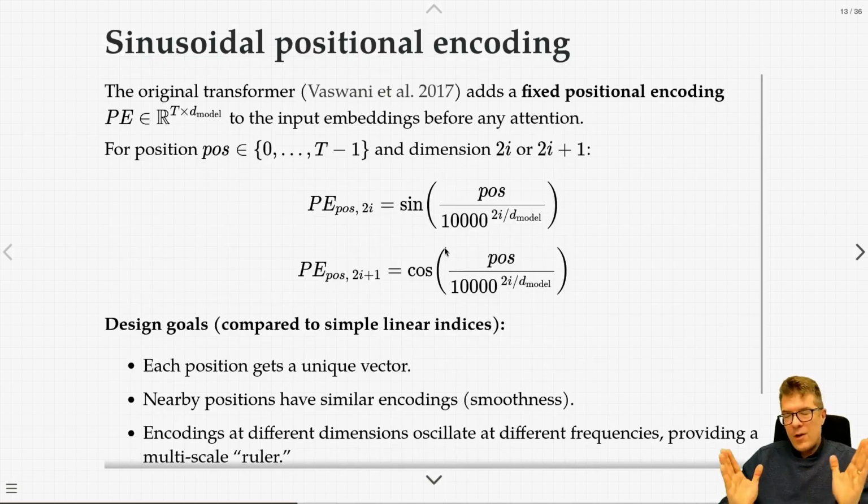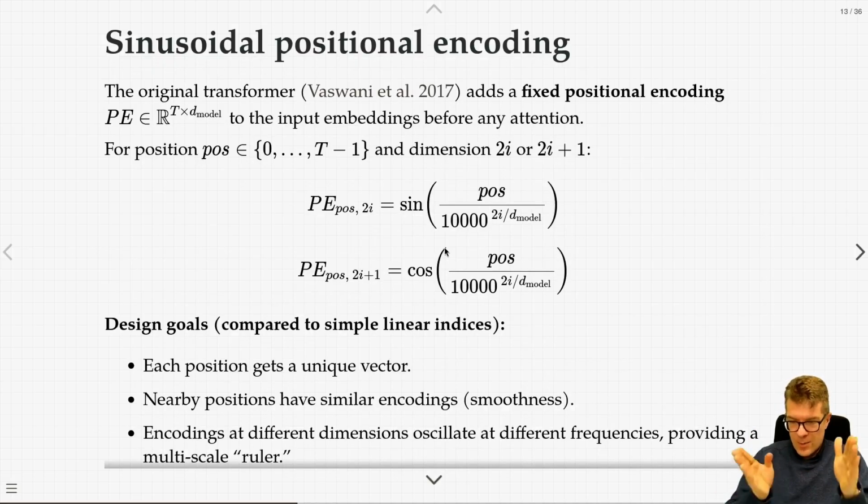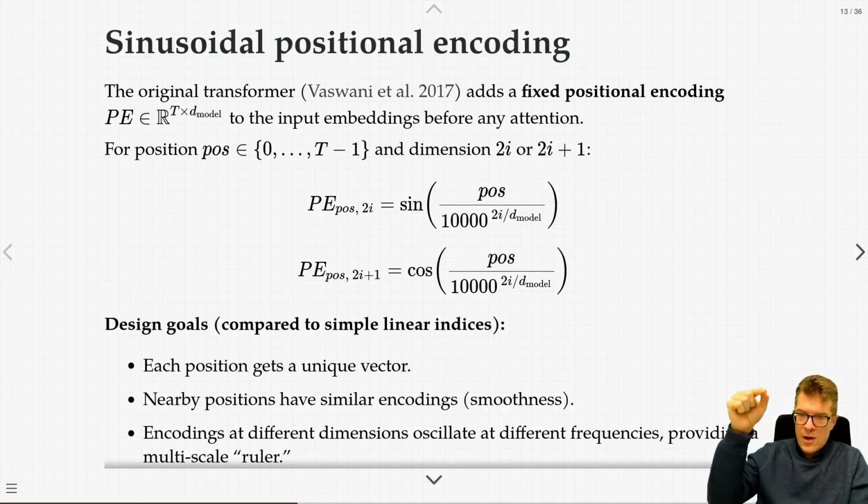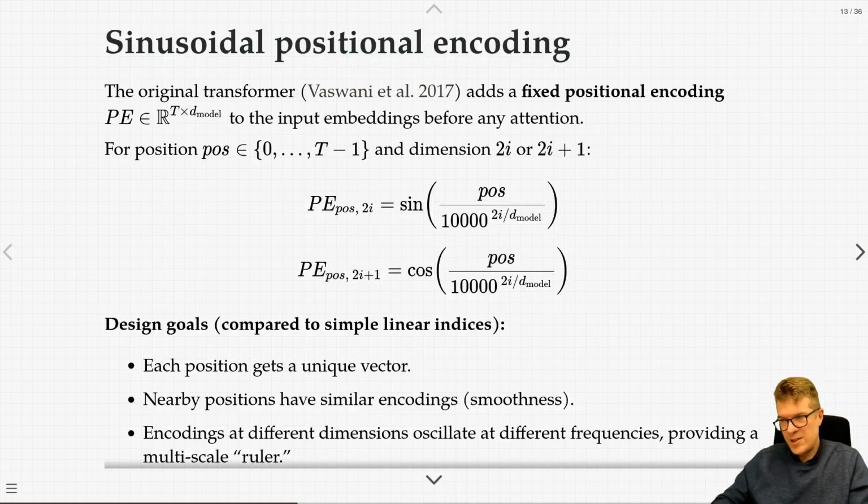So first of all, if I wanted to say that this token comes at position 0, why don't I just have a vector with a bunch of zeros in it? And then for position 1, I could have 1 and then a bunch of zeros. And for position 2, 0, 1, a bunch of zeros. Position 3, 1, 1, a bunch of zeros. And you get the idea.